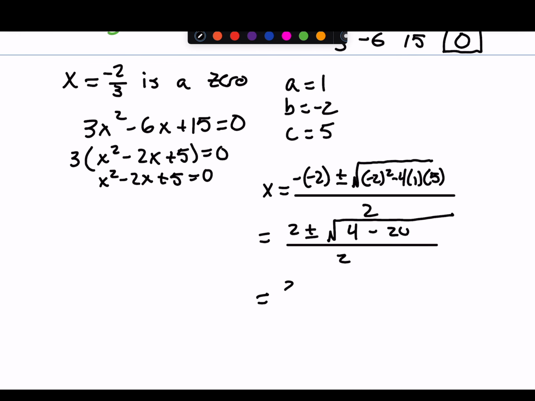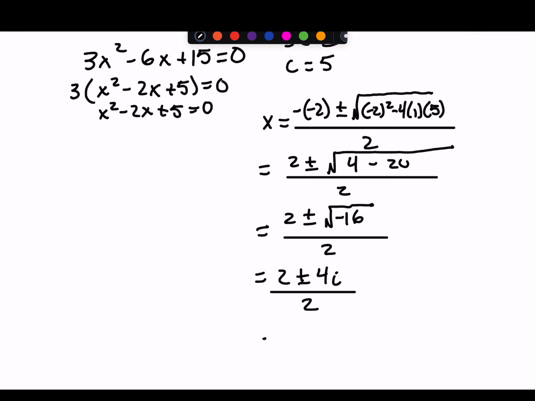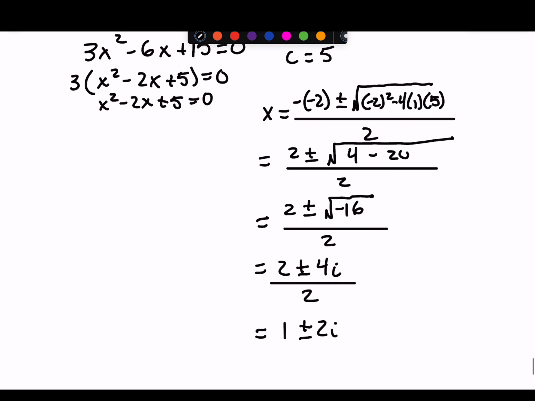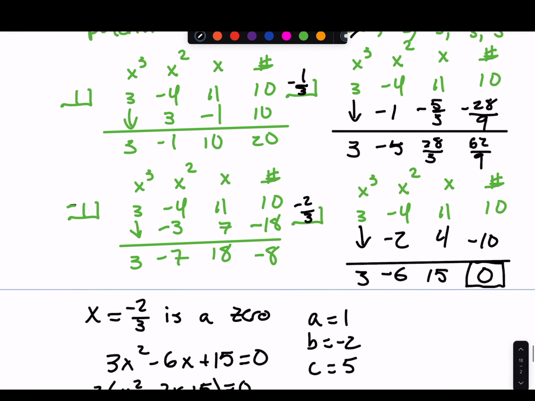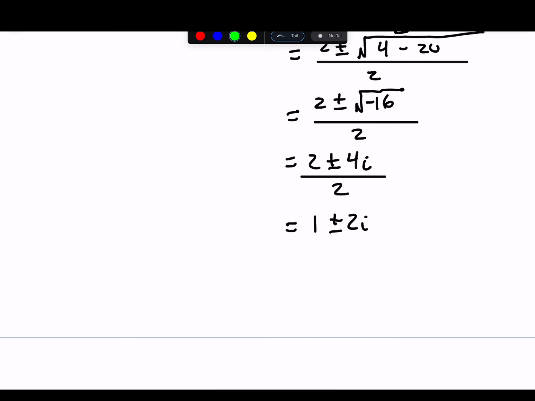Okay, simplifying further, 2 plus or minus the square root of 4 minus 20, which is negative 16, over 2, which is 2 plus or minus 4i over 2, because the square root of 16 is 4 and the square root of negative 1 is i. So we have 2 plus or minus 4i over 2, or 1 plus or minus 2i. So our other zeros in this case are actually imaginary. So our graph would only cross through the x-axis one time, and that would be at x equals negative 2/3. And our other zeros are 1 plus 2i and 1 minus 2i.